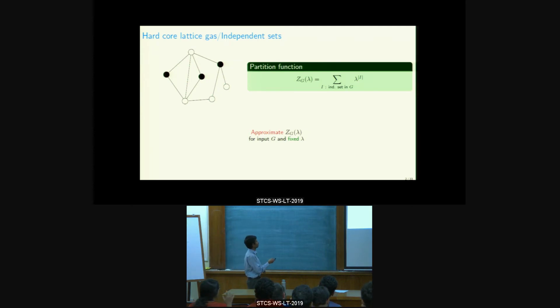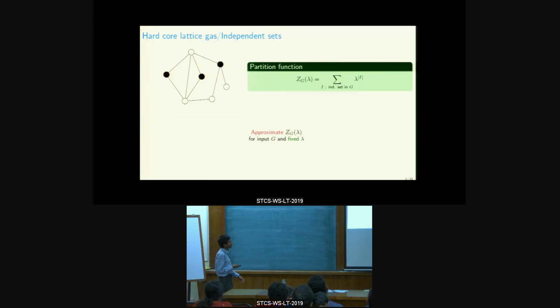This graph is not an independent set, but these black nodes form an independent set. I mean, the graph is not an independent set. So, it's the independent set in this graph. These things go over independent sets in the given graph.